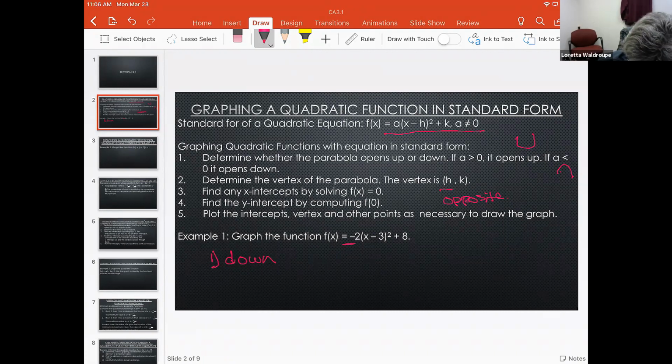Okay. Step 2. What is the vertex? It's the opposite of this number. So a +3, and we keep that number without changing the sign. So your vertex there is going to be (3, 8). You with me so far?